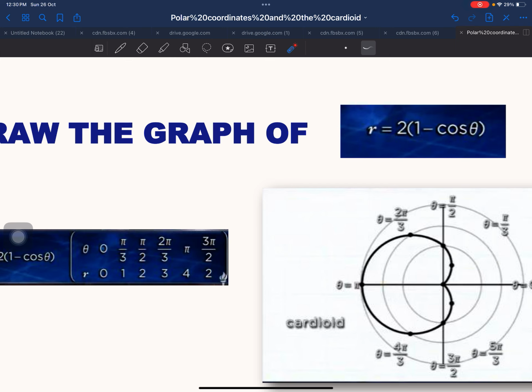So, look at the curve generated. This is what we call the cardioid. Okay? So, as you can see, it kind of looks like a heart. So, it's a heart-shaped curve. Okay?